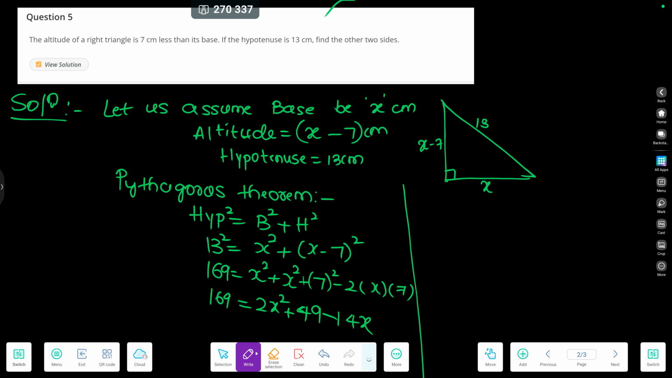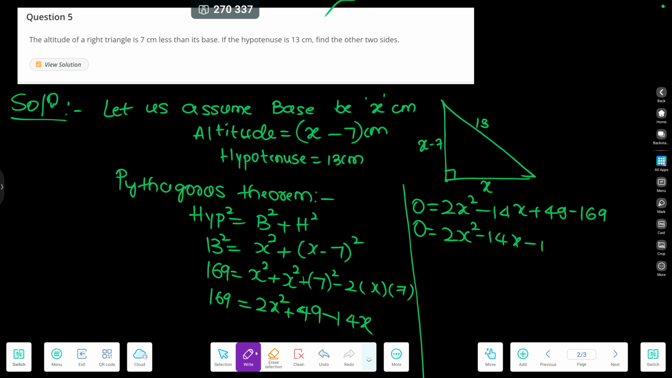Now 0 equals, I am sending 169 to that side. That plus 169 becomes minus 169. Write the equation in decreasing order of the highest degree of the polynomial. That is x square, next 14x, next plus 49 minus 169. Am I right, beta? Next 0 equals 2x square minus 14x, and how much will this be?